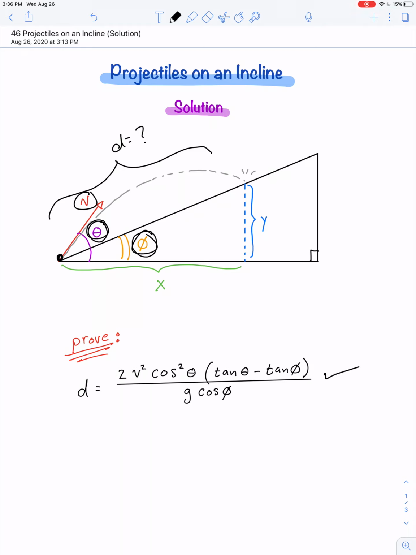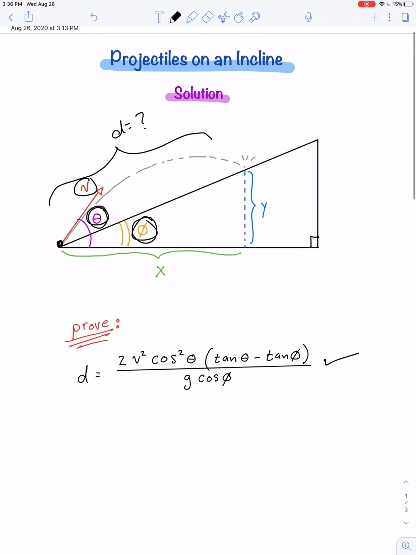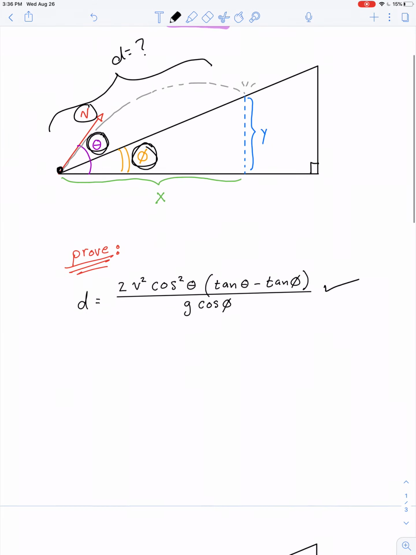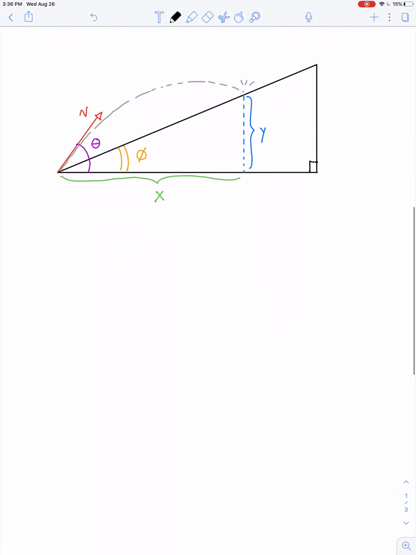So the answer is given. It's just up to you to prove that from fundamentals. So if you're watching this video, you're either checking your work or you need a hint. So feel free to see at least one way that you can derive this solution. So our distance d needs to be labeled here.